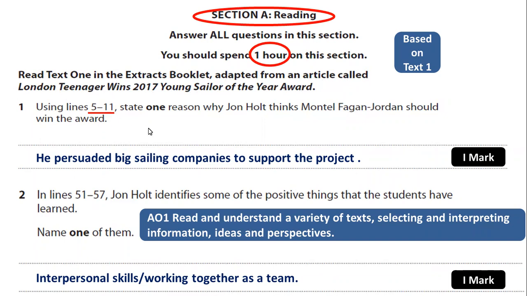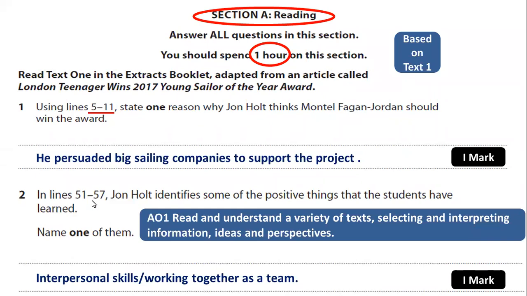Using lines 5 to 11, state one reason why John Halls thinks Montelfeck and Jordan should win the award. If you look at this question, and if you have gone through your language textbook, it shows you initially the assessment objectives for each part of your paper. Assessment Objective 1 is focusing on reading and understanding a variety of texts, selecting and interpreting information, ideas and perspectives. You can see that these two questions here are based on Assessment Objective 1, and each question is given 1 mark. Let me also read you the second question.